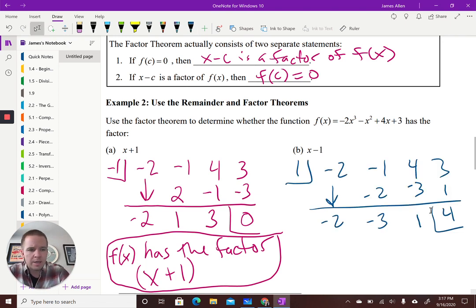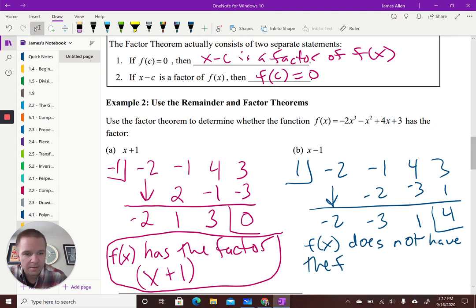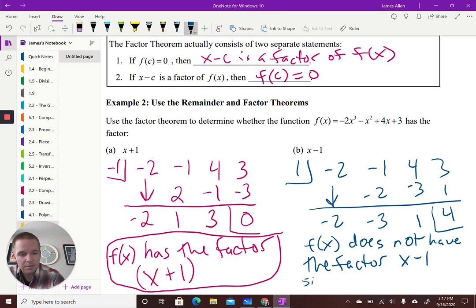Alrighty, so I see that I have a remainder of 4 in this one. That means that f of x does not have the factor x minus 1. And we could say even more specifically, f of 1 does not equal 0, so we know that it's not a factor of f of x, okay? Since our remainder is not 0, not a factor.